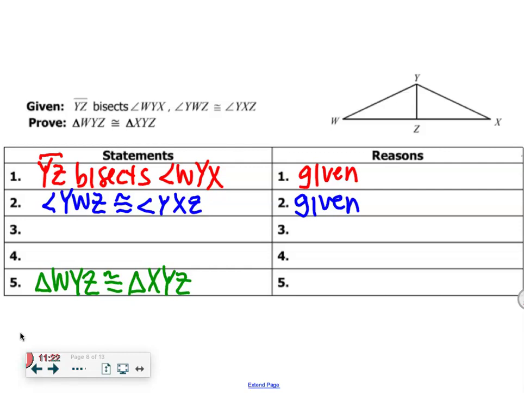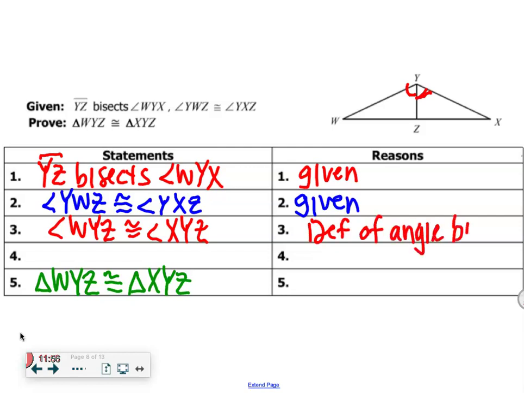So if YZ is cutting this big angle Y in half, what are my two equal halves there? Angle WYZ is congruent to angle XYZ. What's your reason for that? Definition of angle bisector. Yeah, they have the word bisector, so we're going to use it. And then don't we say YZ and YZ? Is YZ equal to YZ here? Yeah. What property is that? Reflexive.